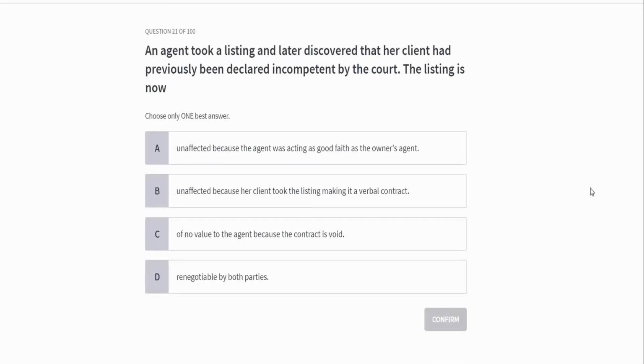Alrighty, next question. Question 21. An agent took a listing and later discovered that her client had previously been declared incompetent by the court. The listing is now, and it gives us 4 options. A, unaffected because the agent was acting in good faith as the owner's agent. B, unaffected because her client took the listing, making it a verbal contract. C, of no value to the agent because the contract is void. Or D, renegotiable by both parties.